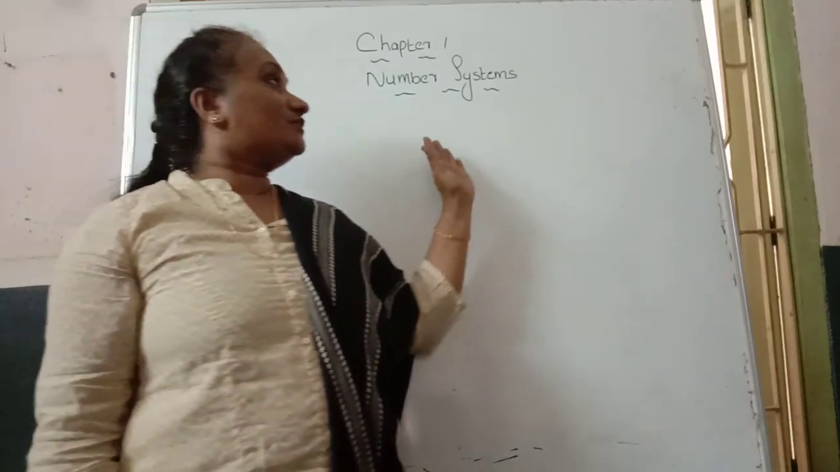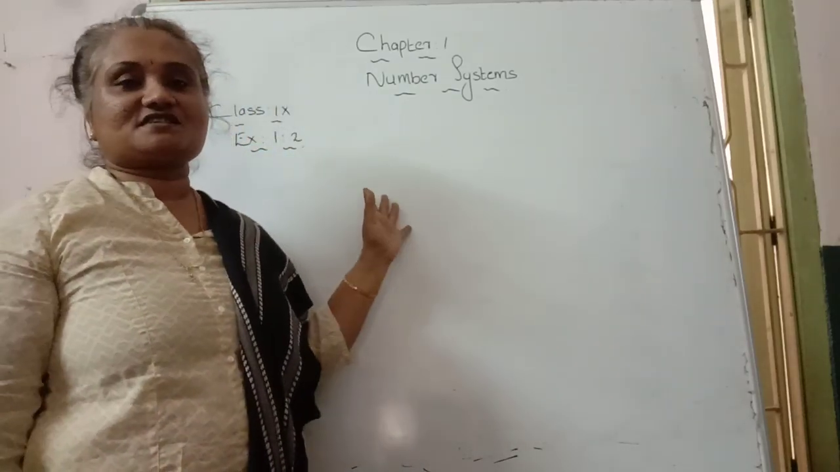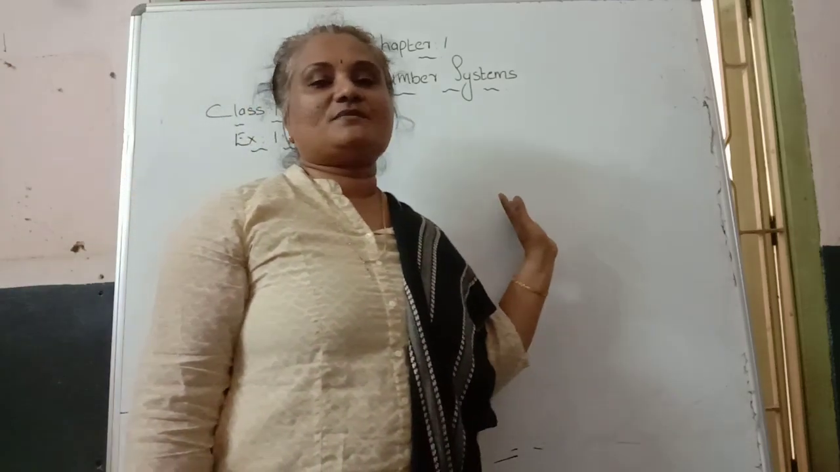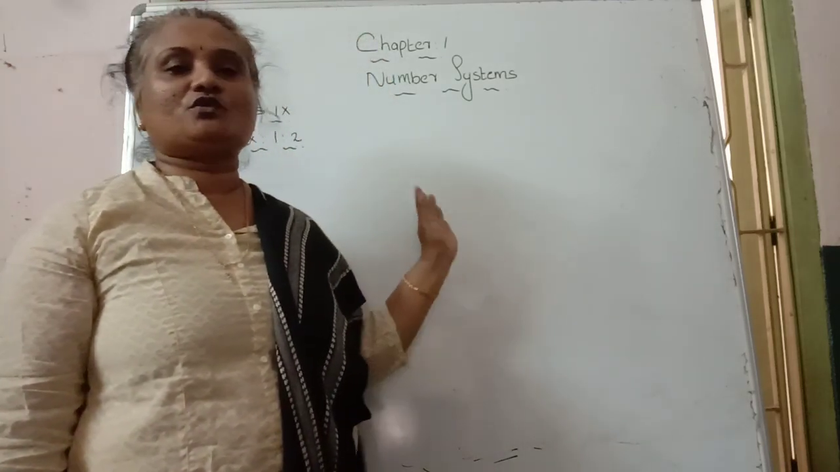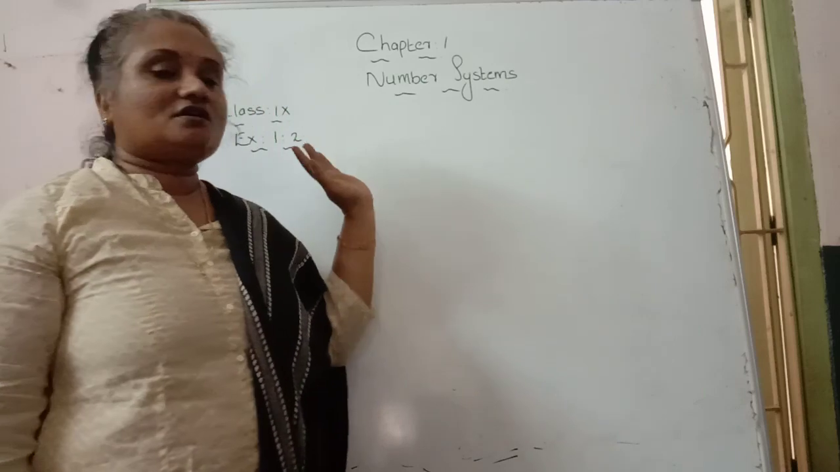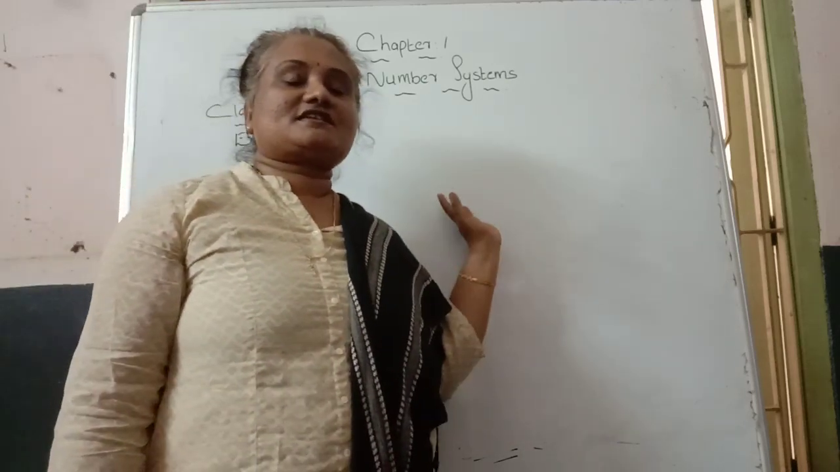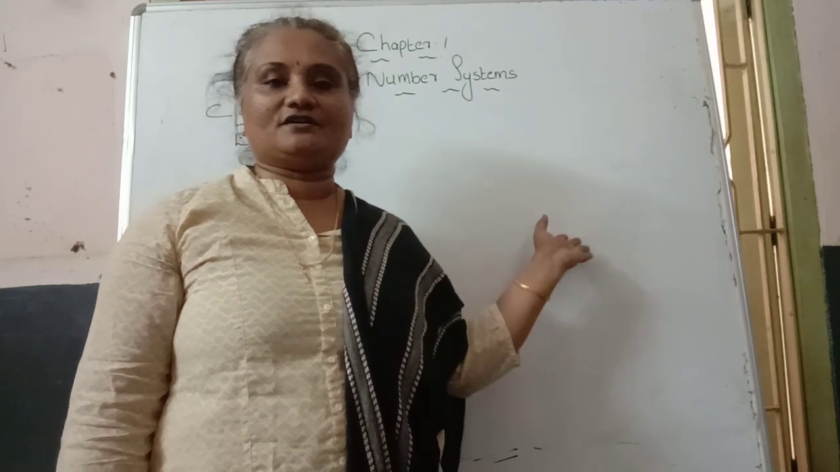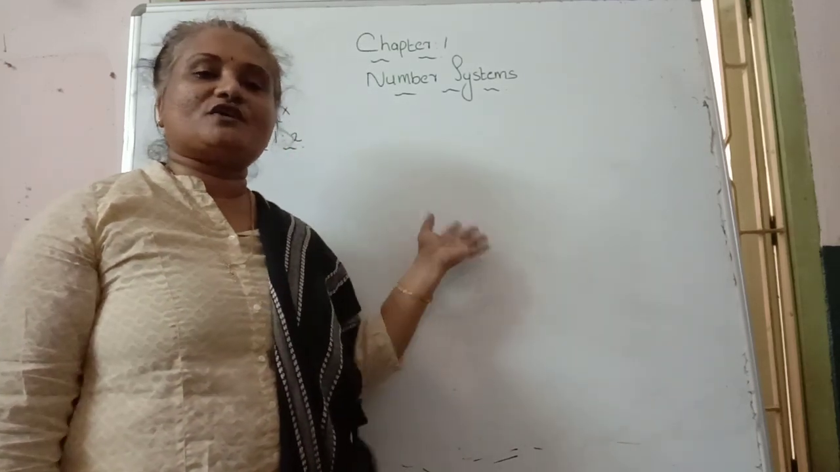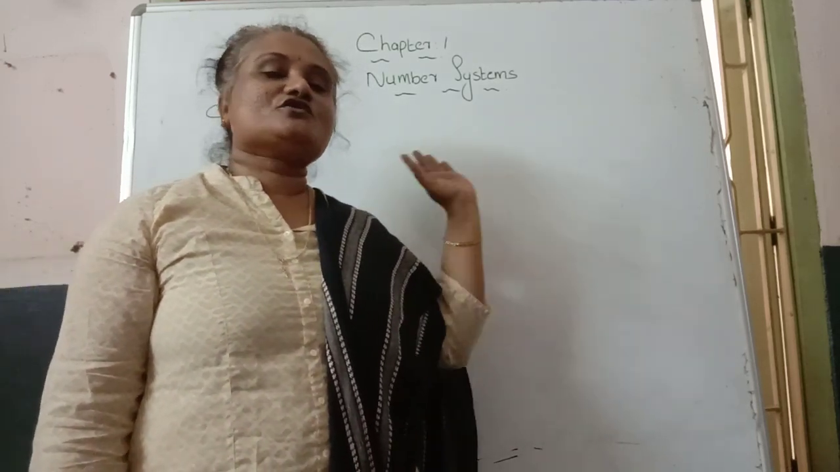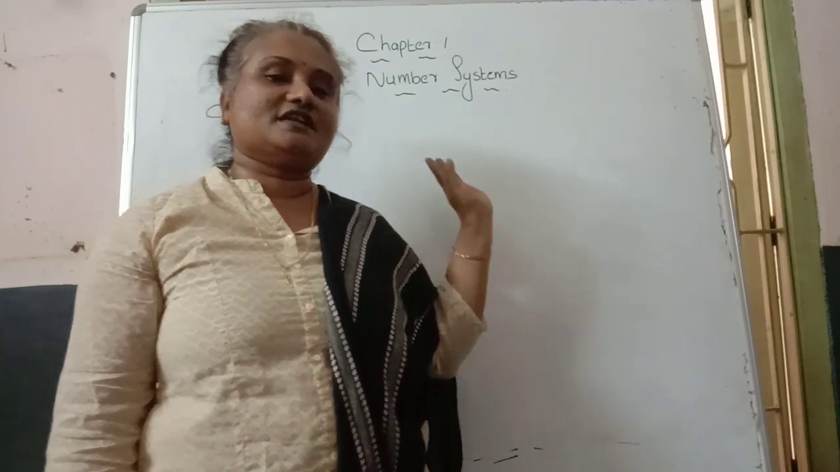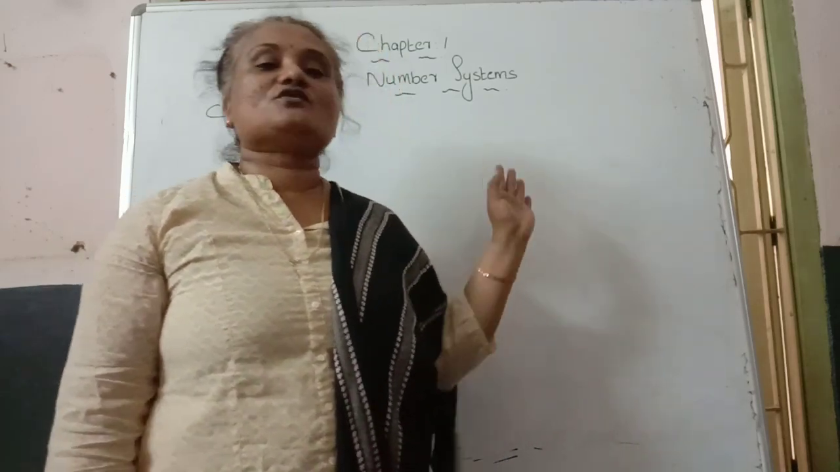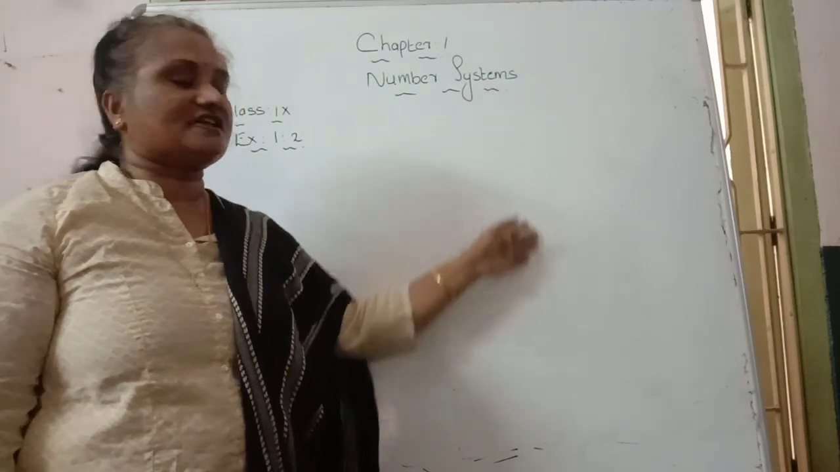Today we are going to explain the number system. In your textbook, Exercise 1.2 describes how to locate root 2 on the number line, how to locate root 5 on the number line, and how to locate root 10 on the number line. Then we will go ahead and discuss those questions.